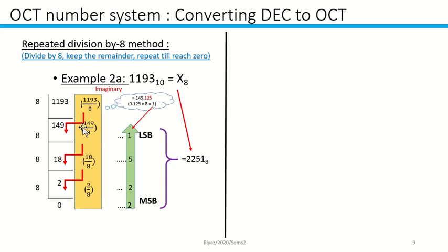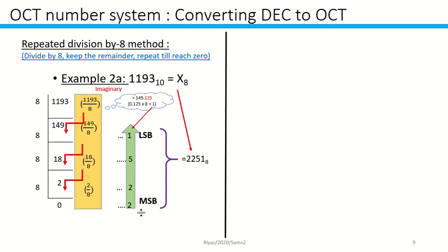So you follow the step. 149 divided by 8 is 18 point something. You put the 18 over here, and times the point something with 8, you're going to have 5. And then 18 divided by 8, you're going to have 2, and the point times with 8 will be 2. And last but not least, 2 divided by 8, you're going to have point 0 something, and that particular times with 8, you're going to have 2.